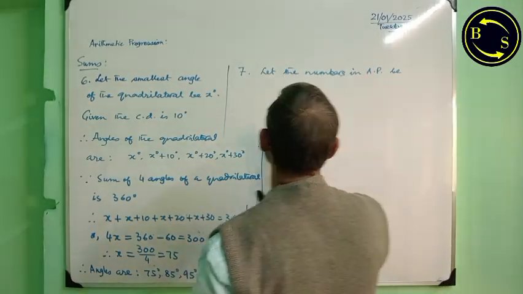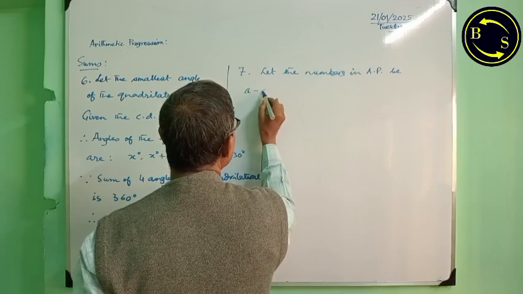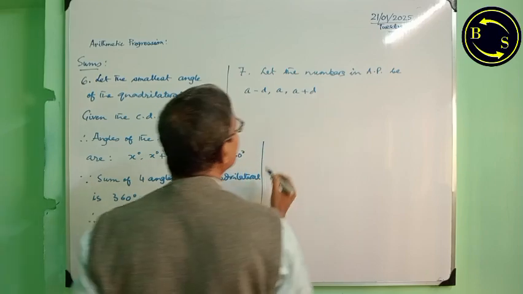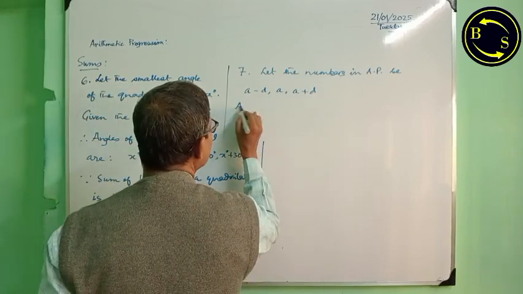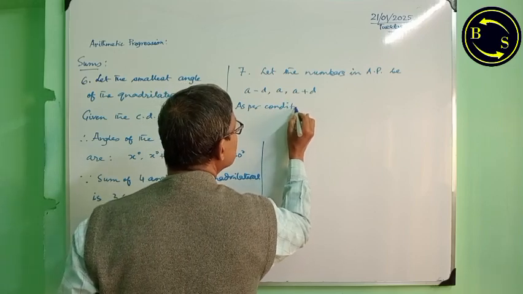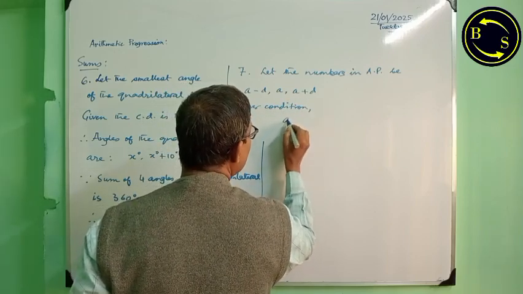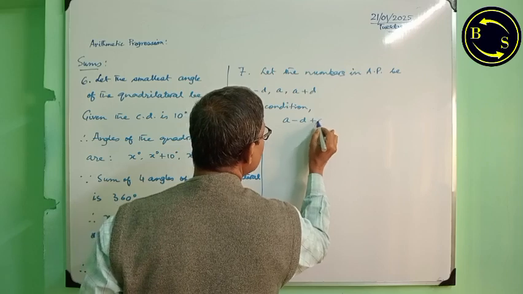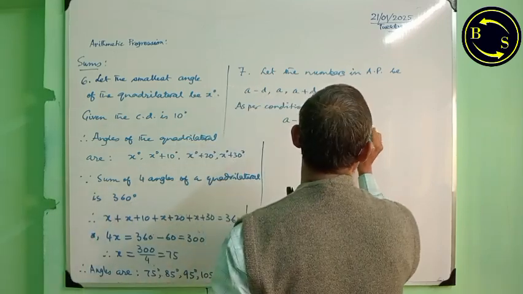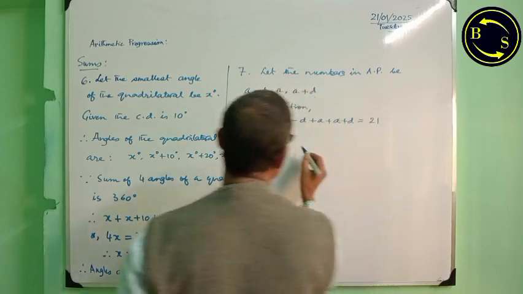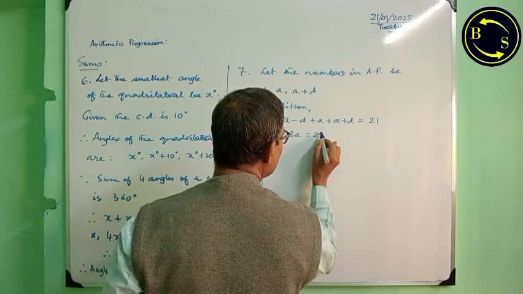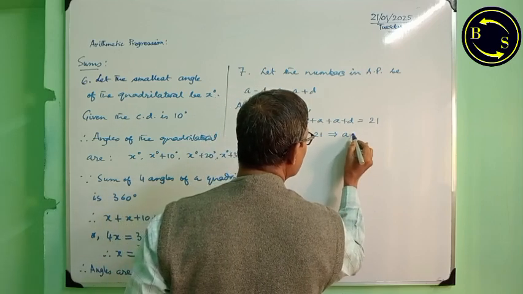In AP, a minus d, a, a plus d. As per condition, a minus d plus a plus a plus d is equal to 21. From this, after simplification, we shall get 3a equal to 21. From that, a is equal to 7.